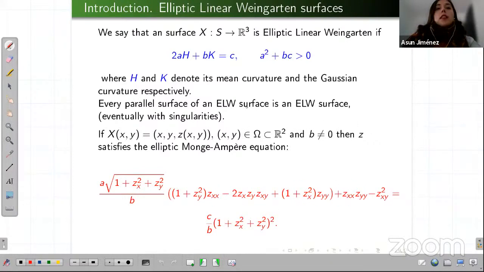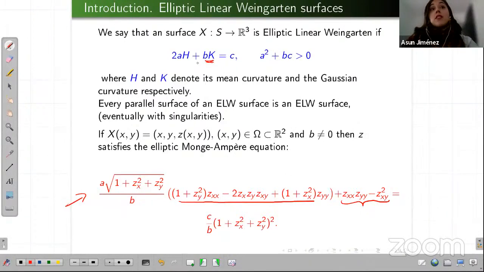Another important fact is that if you have a graph which is an elliptic linear Weingarten surface, this graph will satisfy this equation here in red. This is a Monge-Ampère equation, a kind of ugly equation. It has this fully nonlinear part, the determinant of the Hessian, coming from the restriction on the Gaussian curvature. And you also have this quasi-linear part coming from the restriction on the mean curvature.